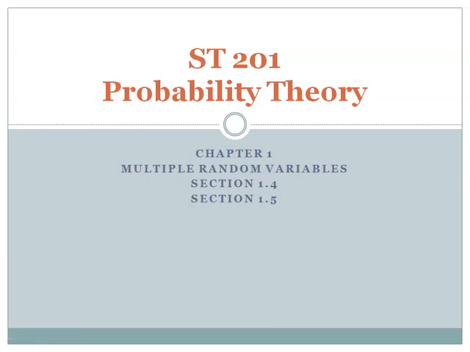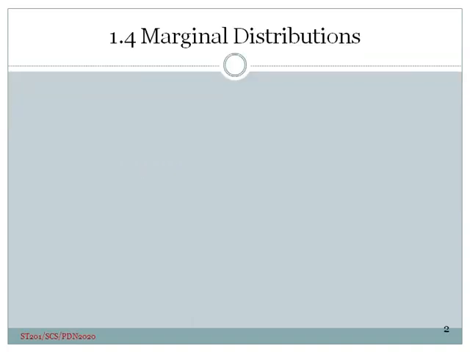In this lesson, we are going to look at sections 4 and 5 of chapter 1. In section 1.4, we are going to look at the marginal distributions. Marginal distributions are the density functions of x alone or y alone when x and y are jointly distributed.